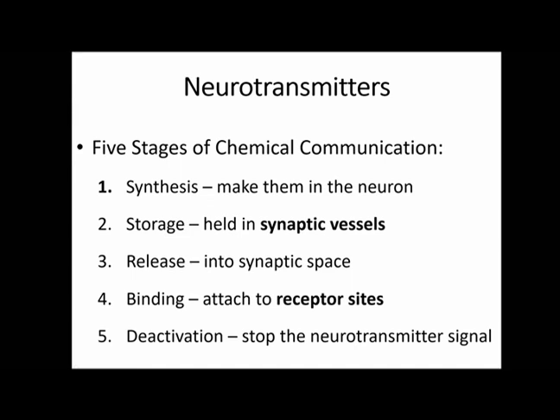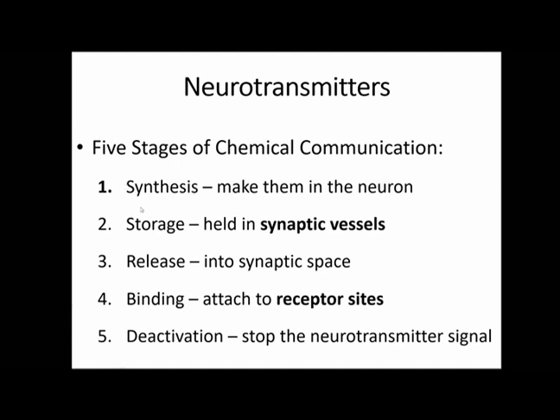And once it's made them, you have to put them somewhere. So stage 2 is storage. You're going to hold those neurotransmitters in a synaptic vessel. So you're going to put them into a container of some kind. I've also seen this called synaptic vesicles. Both mean the same basic thing, just a cell-type container holding onto our neurotransmitters.